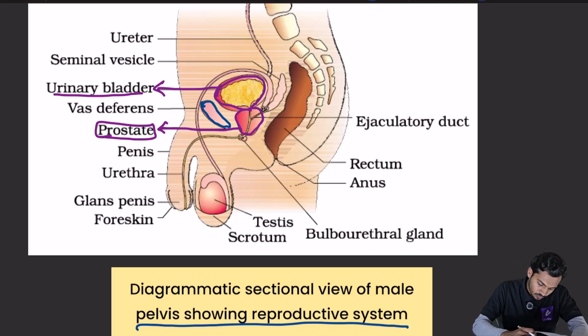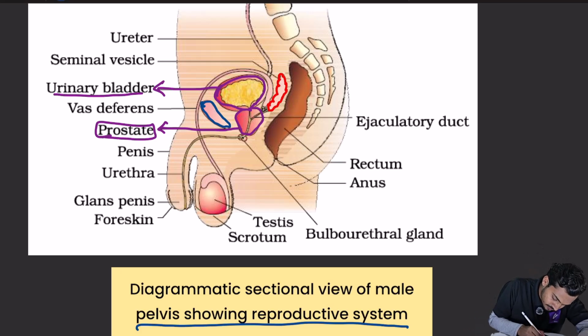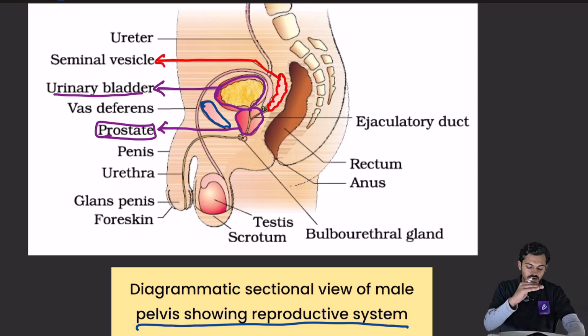Understood? Now see here. This structure that you are seeing behind the urinary bladder is the seminal vesicle gland. So behind the urinary bladder there is a gland, that is the seminal vesicle gland. Understood? Now see here, very important.